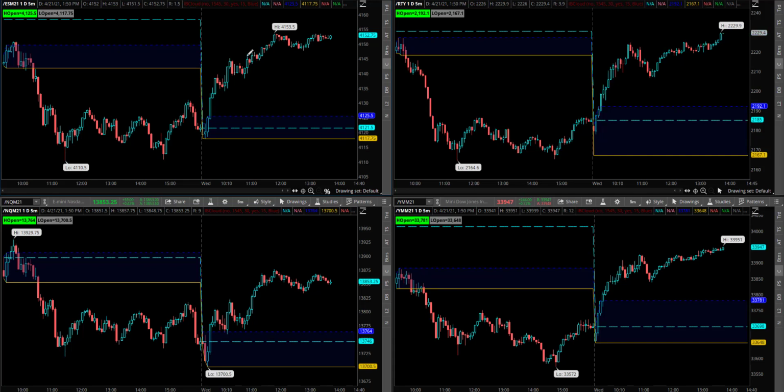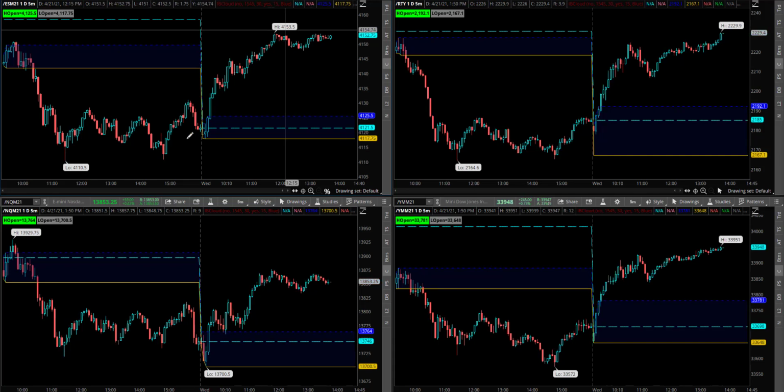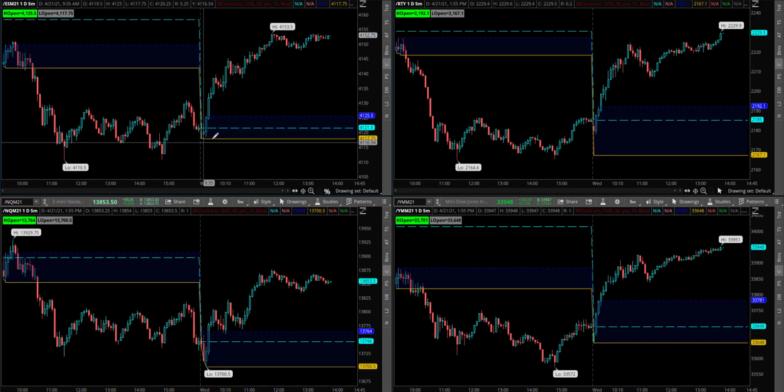Looking at the S&P specifically, just a couple ticks off the high of the day. The low down here right near the open. So we opened near the lows. We're currently trading near the highs, kind of a flag pattern that is forming here.